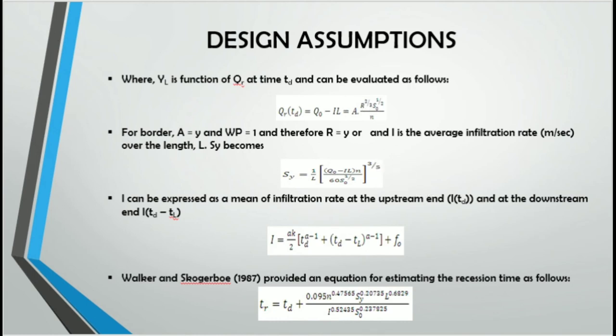So we all know the formula R is equal to A over P. When P is equal to 1, basically R is equal to Y. And this gives this equation right here, the R over here. So SY now becomes this equation.